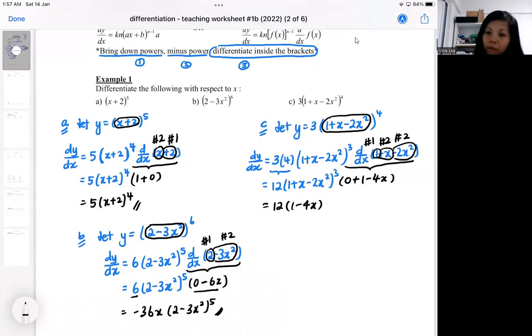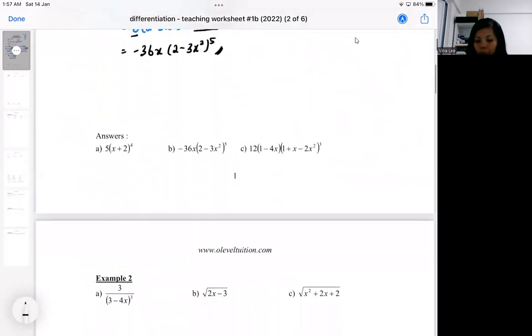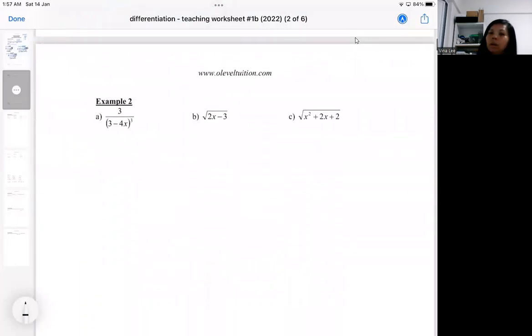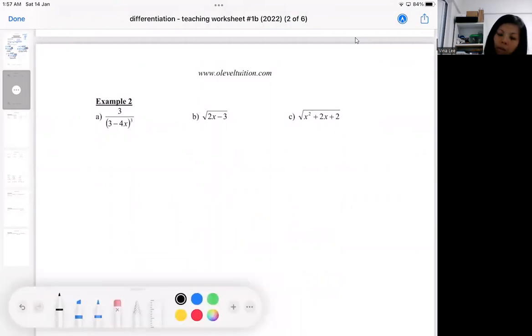so usually I'll organize the function so that it looks neater. So that will be the chain rule. Bring down power, minus power, differentiate inside. You need to execute the 3 steps in order. So you will need to see what kind of mistake you can make. Maybe here it will be easier, but if you go to example 2, where you start to have negative power or where you start to have square root, maybe it will get a bit more difficult.